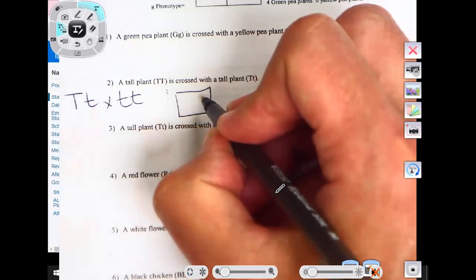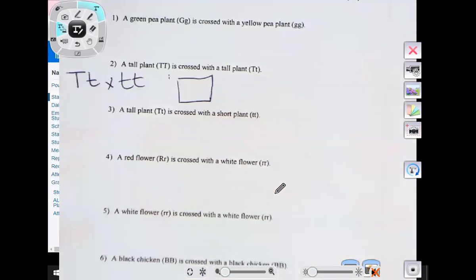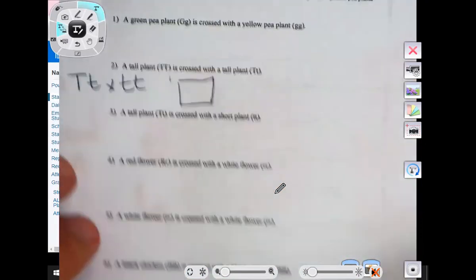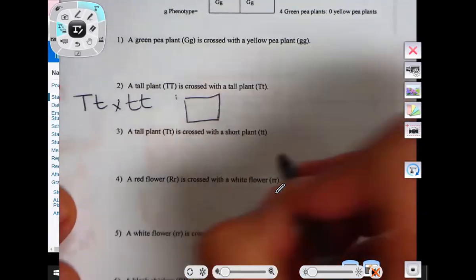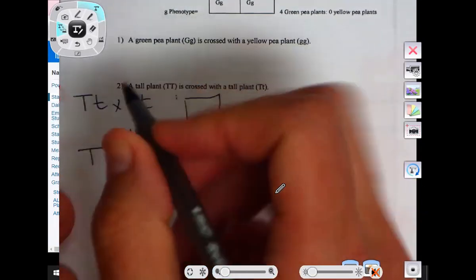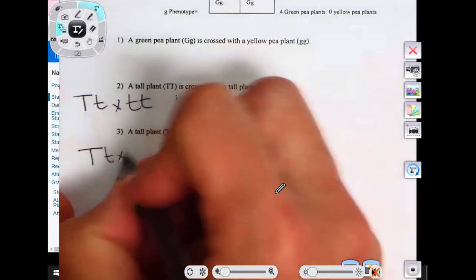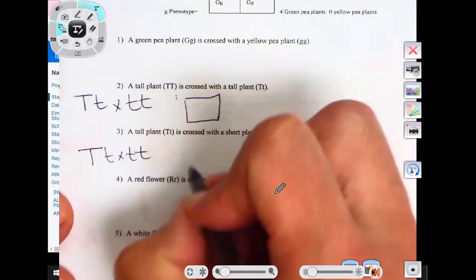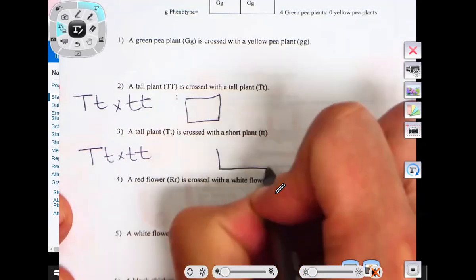We're doing number 3. Oops, thank you for correcting me. I screwed up with where I'm putting it. Thank you for correcting me. Times little t.